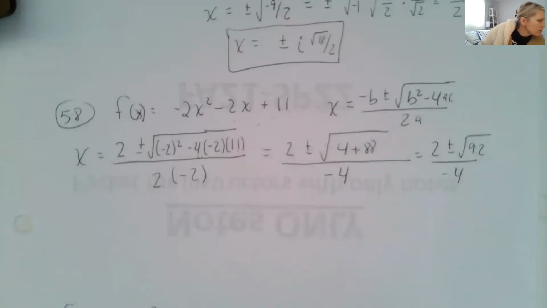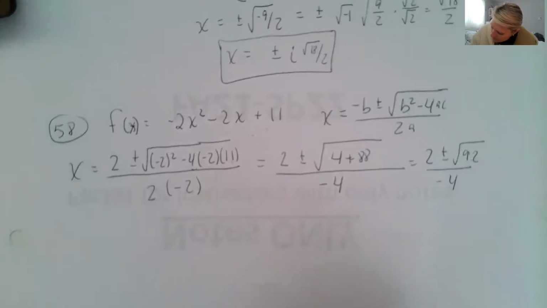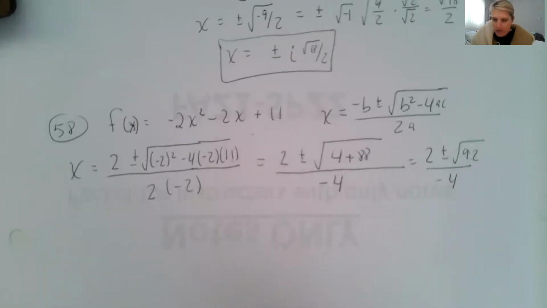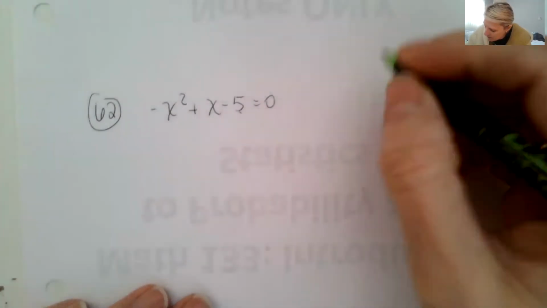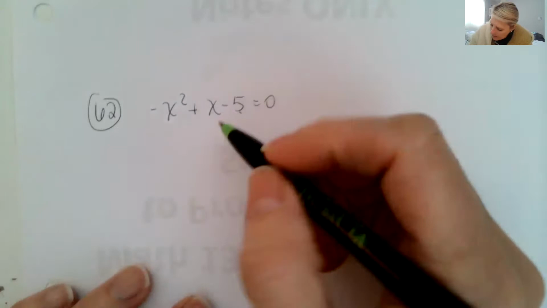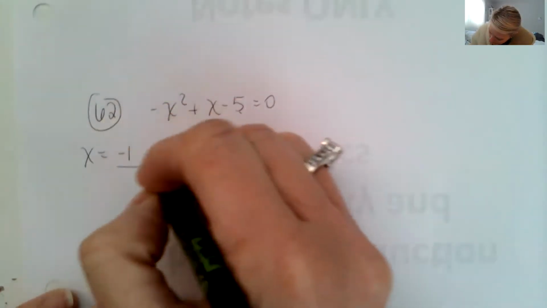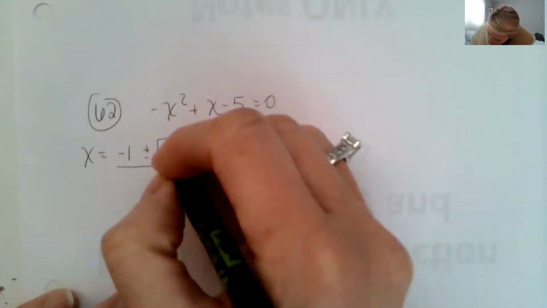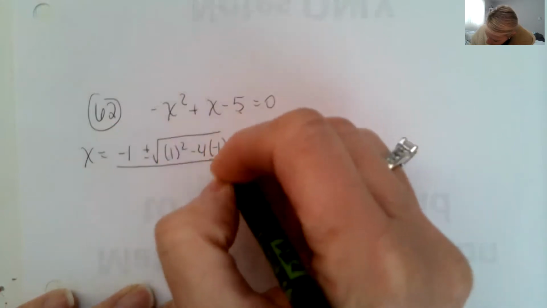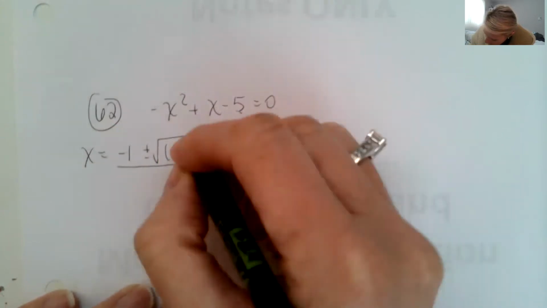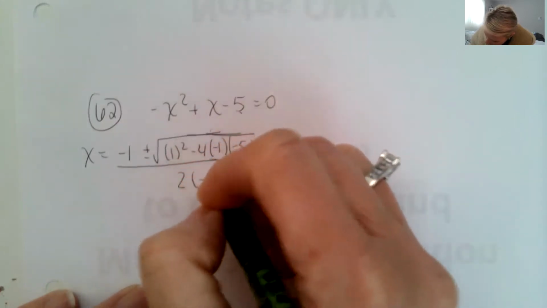So let's look at 62. So there's no factors of 5 that I could factor. So I'm going to have to use the quadratic formula again. So we're going to say x is equal to the opposite of b, so a negative 1 plus or minus the square root of b squared minus 4 times a, which is a negative 1, times c, which is a negative 5, all over 2 times a, which is a negative 1.